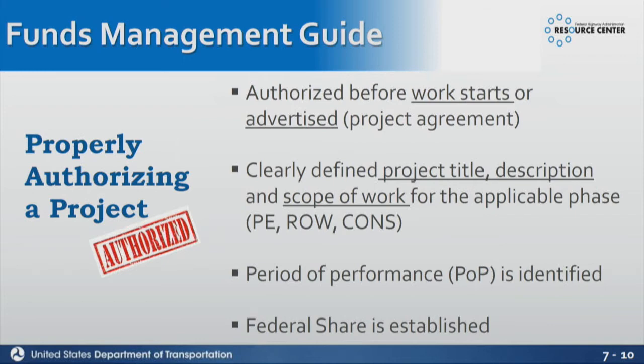So, clearly defined project title, description, and scope of work. If you remember those data elements in 2 CFR 200, it said that you have to have a project description that is in accordance with FFATA, which is our Transparency Act. What that basically says is every federal agency is required to report all of our projects to usaspending.gov.